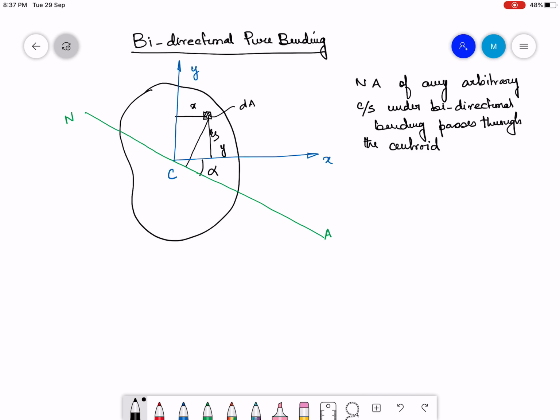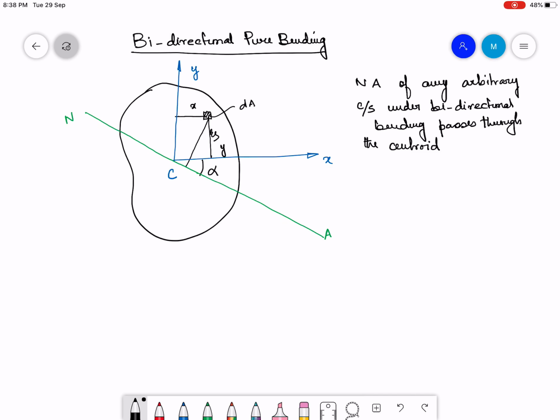I have taken the elemental area dA, which is at a perpendicular distance zeta from the neutral axis, and the coordinate of the elemental area dA is x and y. Now let us assume alpha is the angle made by the neutral axis with the horizontal axis x. We don't know yet what alpha is, and we will figure out later in this lecture what the value of alpha is and which parameters alpha depends on.